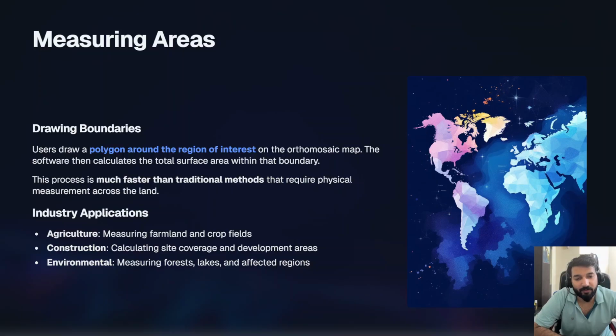Area measurements are widely used in industries such as agriculture to measure farmland and crop fields, construction to calculate site coverage and land development areas, and environmental monitoring to measure forests, lakes, or affected regions. This process is much faster than traditional methods that require physical measurement across the land.